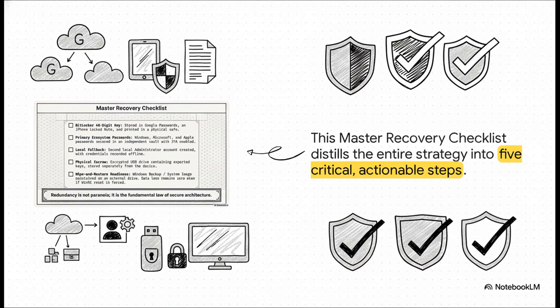2, secure your main ecosystem passwords. 3, create that local fallback phantom admin account. 4, create a physical escrow on an encrypted USB drive. And finally, number 5, have a system image backup ready for a worst-case wipe and restore scenario.